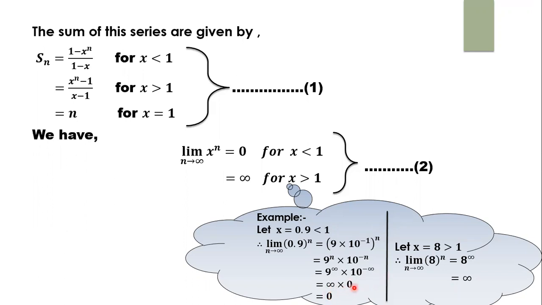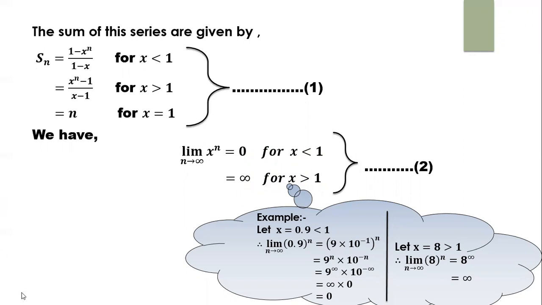And we know that infinity into 0 is equal to 0. Now, for x greater than 1, let x equal to 8. So the limit of 8 raised to power n is 8 raised to infinity, and we know that anything to the power infinity is infinity. So here we get, for x less than 1, the value of the limit is 0, and for x greater than 1, the value of the limit is infinity.